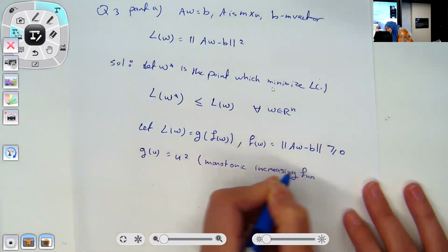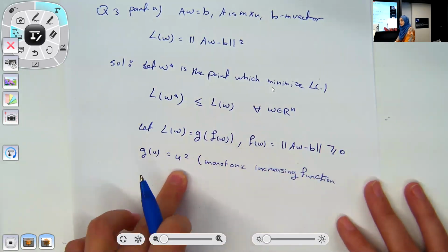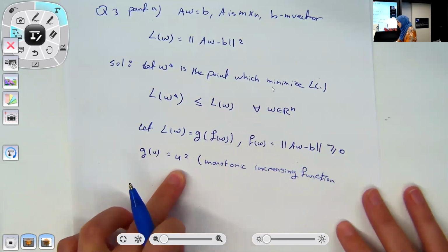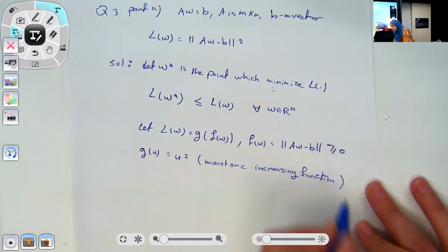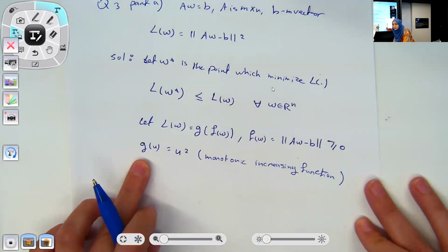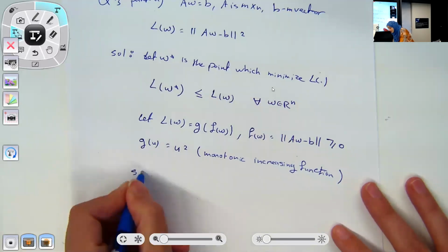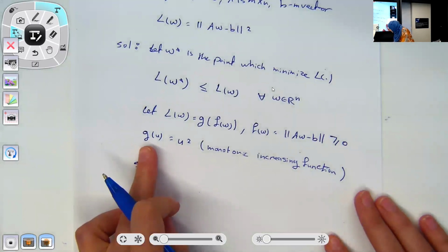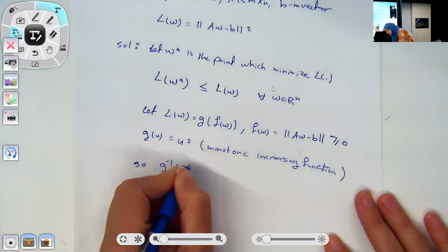And also it is continuous. Because if you try to draw u squared, all the time it's a continuous function, and also all the time it is an increasing function, okay? So we can find the inverse of this function. Because it's a monotonic function, an increasing and continuous function, we can find G inverse. So G inverse of this function exists.